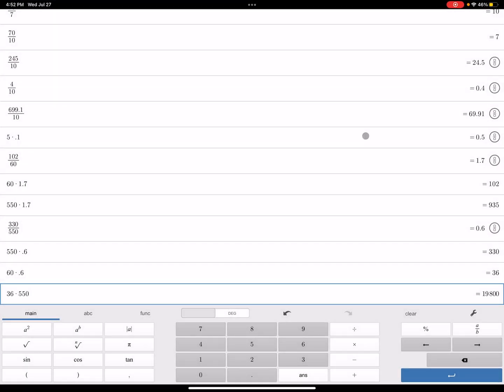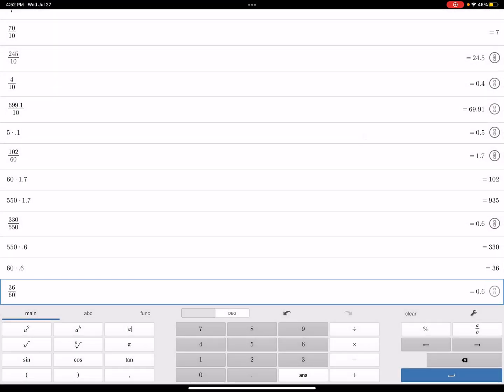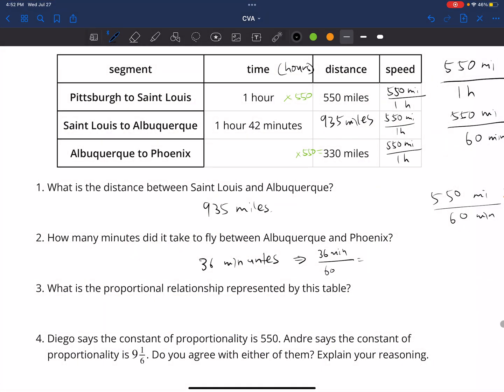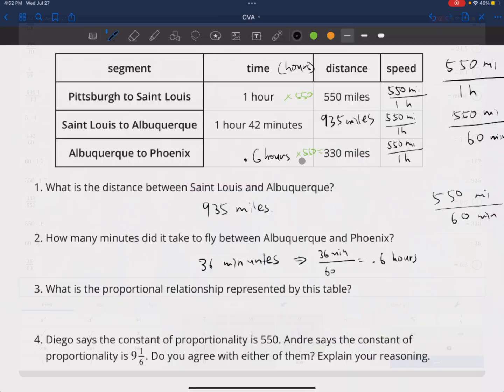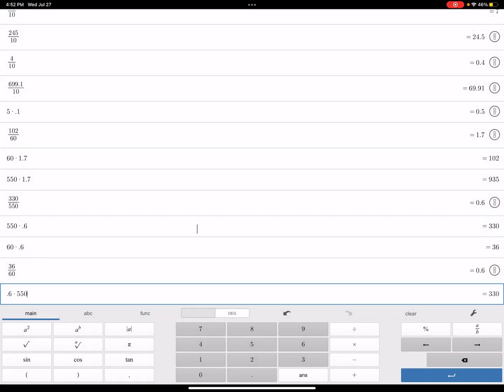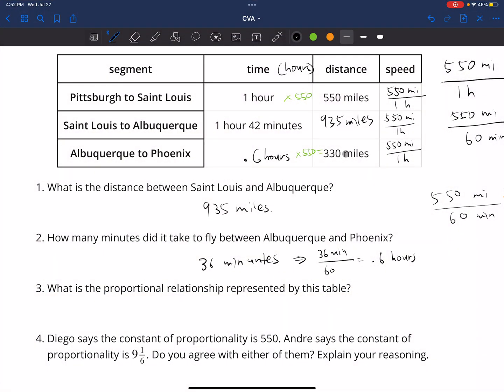So we got 36 divided by 60, and that's going to give us 0.6, right? So that's going to be 0.6 hours. Okay, so 36 minutes is the same thing as 0.6 hours. So then what we're going to do now is put 0.6 hours right here. So 0.6 hours times 550. So 0.6 times 550 is in fact equal to 330, right? 0.6 hours is in fact equal to 330.